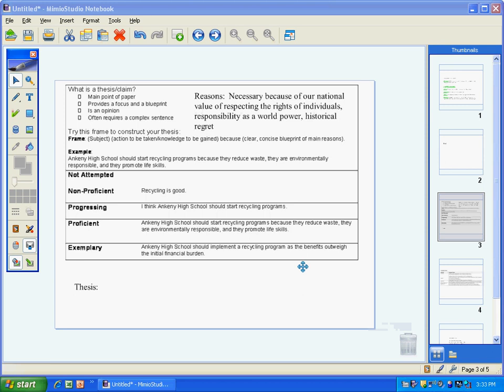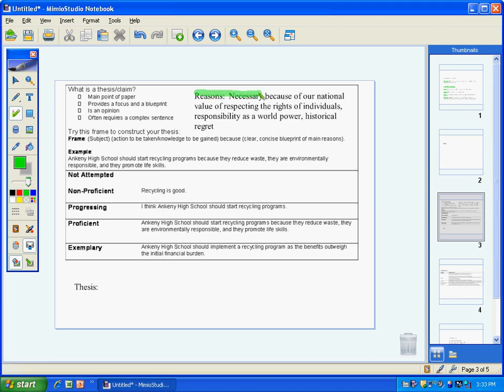We're going to begin by writing our thesis statement. As you can see, we've copied our reasons from the first page to help us incorporate them into our thesis statement. On this page, you can see that we have a frame that we've set up to help you write your thesis statement. The frame is going to show you that you need to have the subject that you're speaking about, the action that should be taken or the knowledge to be gained, in this case the action to be taken, and then you're going to lay out a clear, concise blueprint of your main reasons.